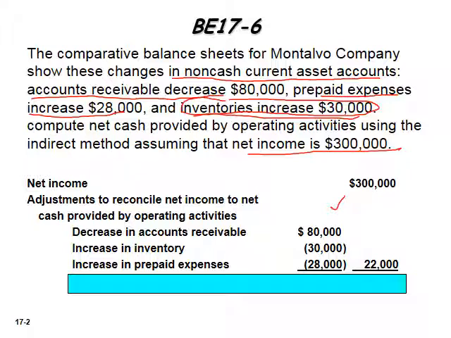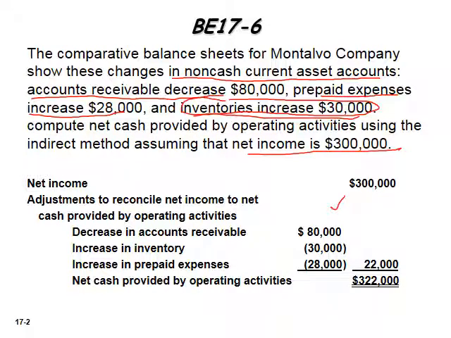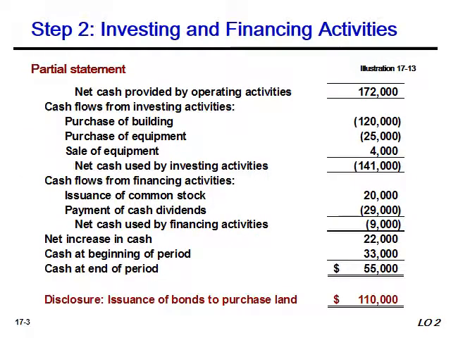So the net income needs to be increased by $22,000 to come up with the cash flow. And there happens to be cash provided because the net number is positive. So there was cash provided by operating activities. When we finish the operating activities, so in this example, we had net cash provided by operating activities, we go and do the investing and financing activities.